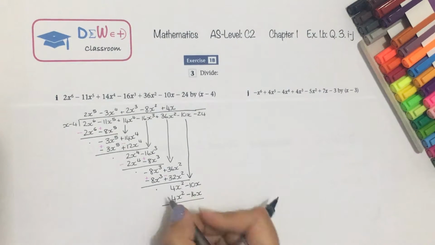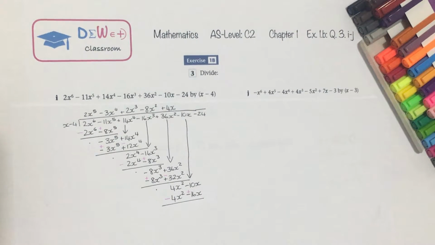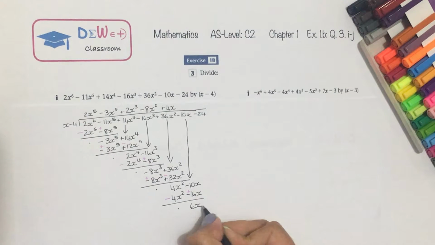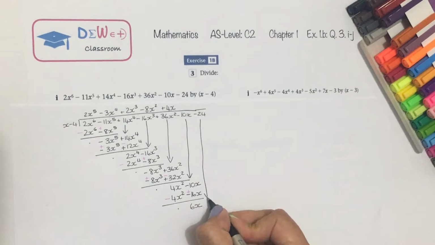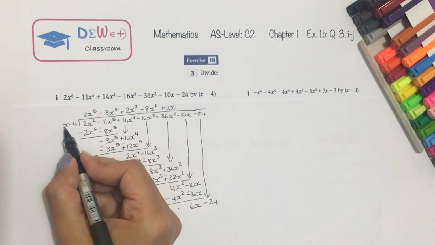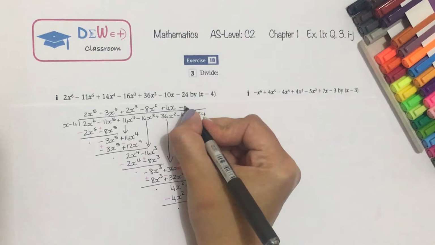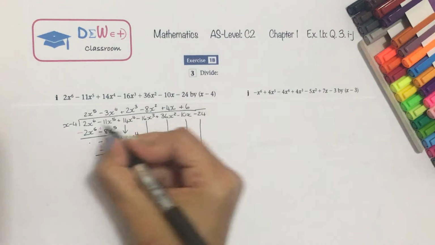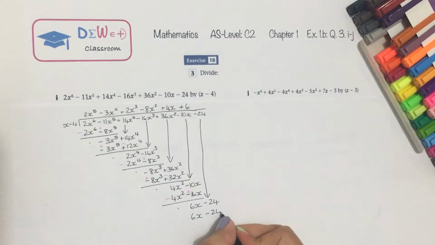In order for us to subtract it, we need to change the signs. So we've got 4x squared minus 4x squared is 0, and minus 10x plus 16x is 6x. Last but not least, our constant number comes all the way down, and we've got 6x divided by x is positive 6. 6 times x is 6x, and 6 times minus 4 is minus 24. In order for us to subtract it, we need to change the signs, and we get 0 and 0 at the bottom.